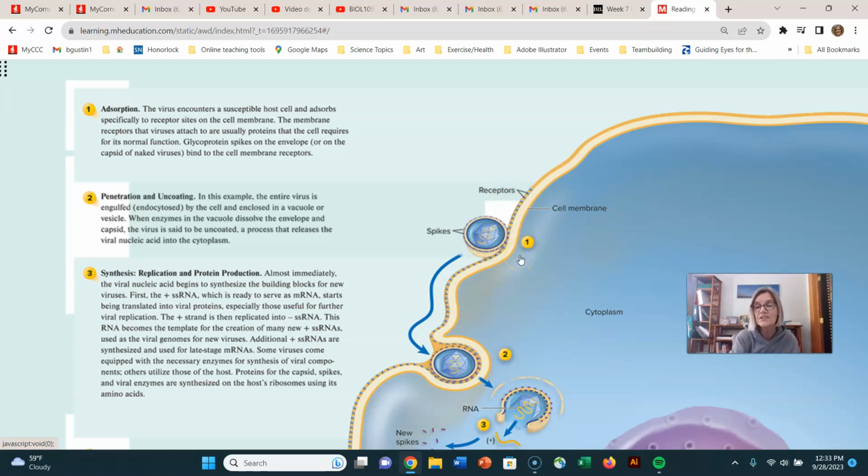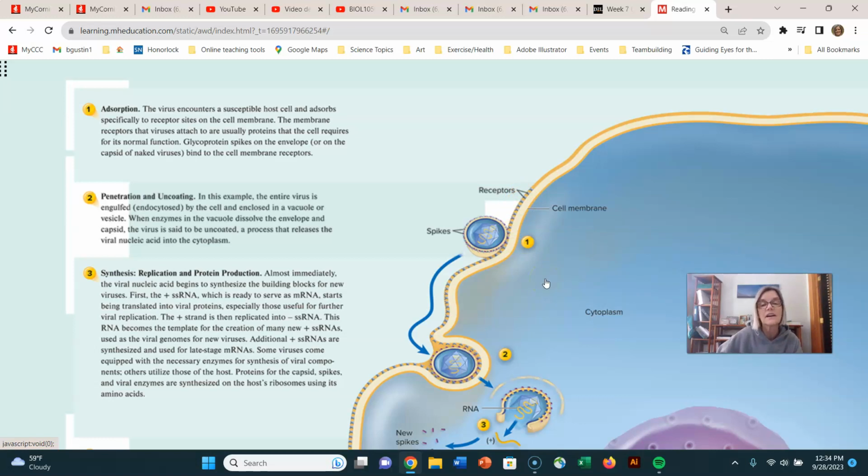Now, remember that viruses can be very specific as to what cells they attach to. Rhinoviruses, some of the viruses that cause colds, only attach to the cells in the upper respiratory tract, in the nasal cavity, because those cells have the appropriate receptors. Coronaviruses, like the SARS-CoV-2 that we're just getting over with our COVID-19 epidemic, attach to cells in the lower respiratory tract.